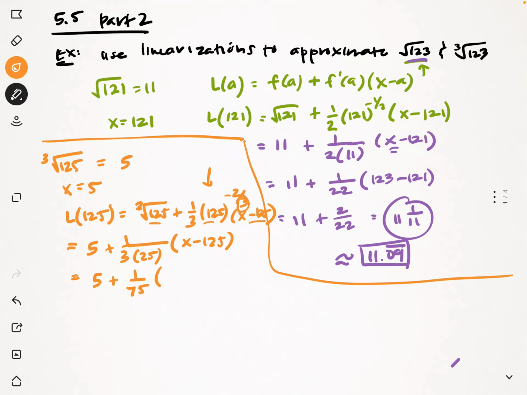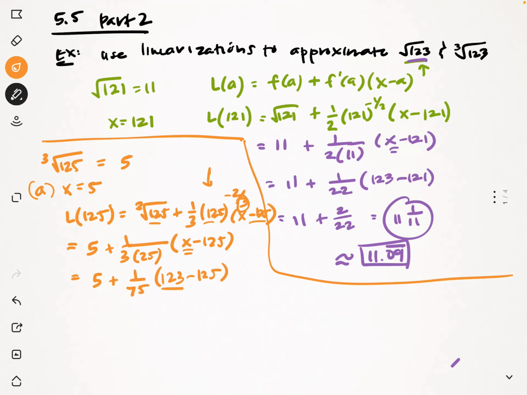Now we can plug in our x. Remember again, our x is, oops, sorry, that's our a actually. All right, so we should say our a here. And then our actual number that we're looking for is 123 minus 125. So we put the actual number in for our x. And then when we calculate this, we do 5 plus 1 divided by 75 times 2. We get 5.026 repeating. Huh, why did that come out weird?